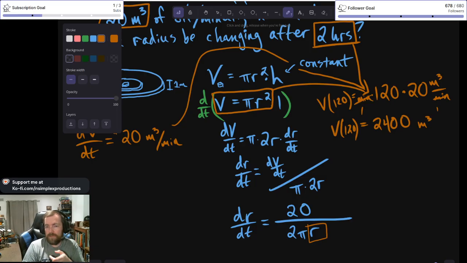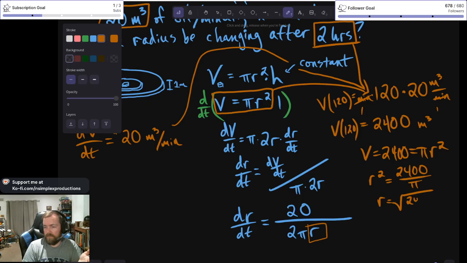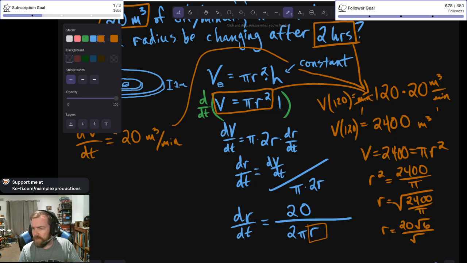Okay, so then V is equal to 2400, which is equal to pi r squared. So what's r? Now we have to figure that out. So r squared is going to be 2400 over pi. And r is going to be the square root of that, 2400 over pi. We can divide out 400, which becomes 20 on the outside, times 6 on the inside. So 20 root 6 over the square root of pi.